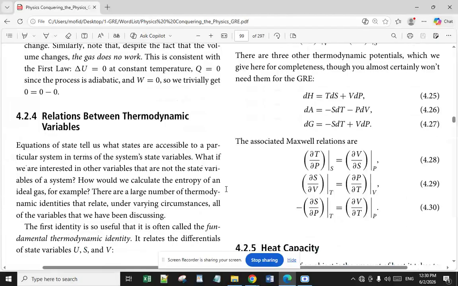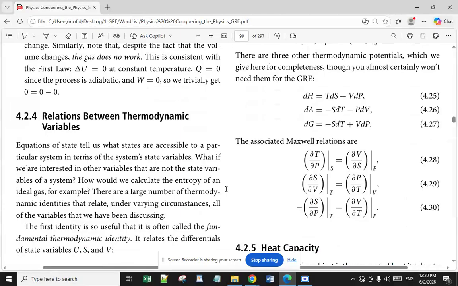Another section is 4.2.4, relations between thermodynamic variables. It's a very amazing section, thermodynamic system. Just be careful that no evaporation happens in your system.